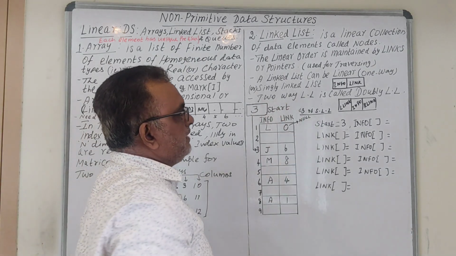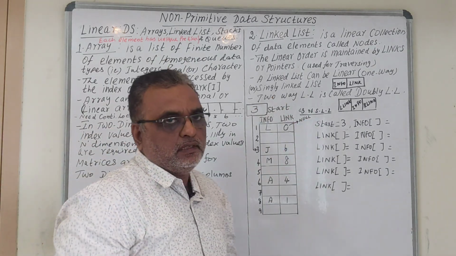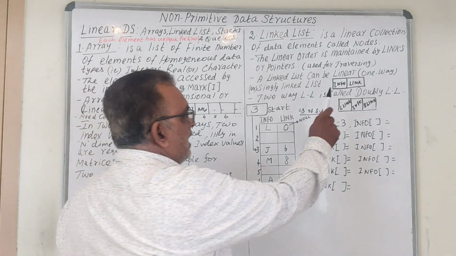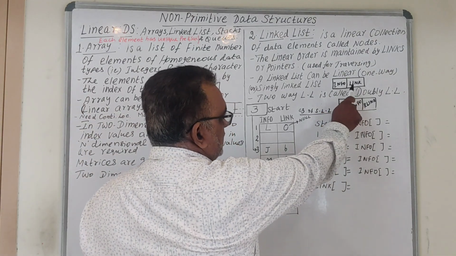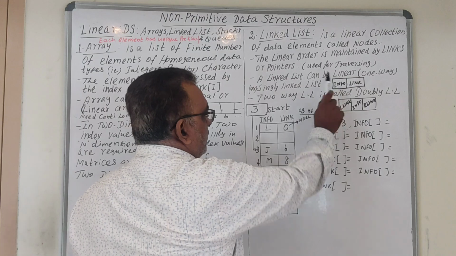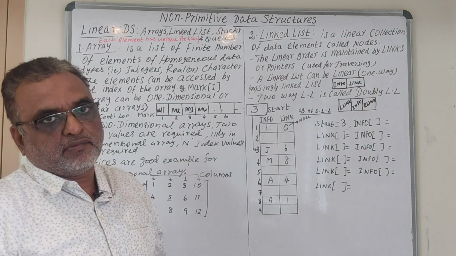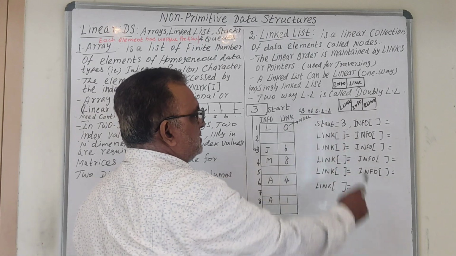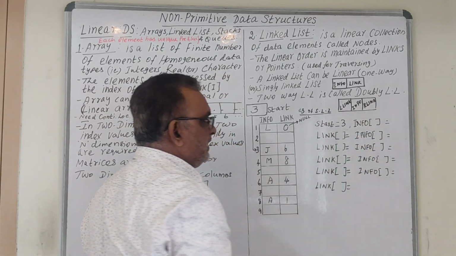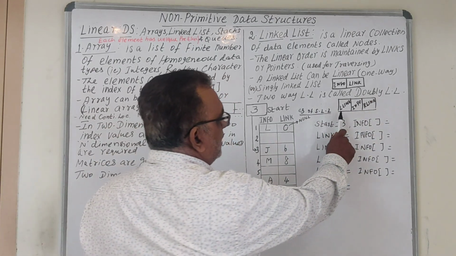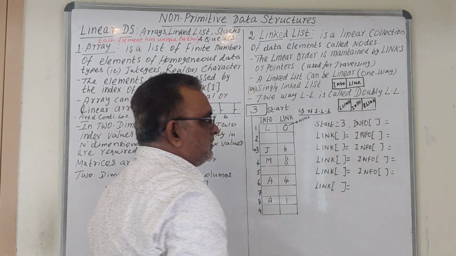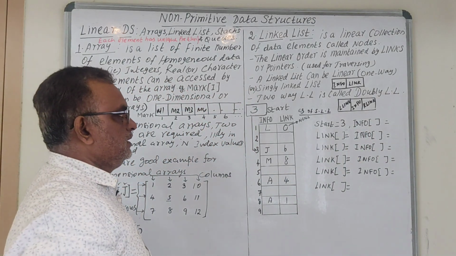A linked list can be linear, that is one way. It is also called a singly linked list, in which we will have only one link, that is one pointer, apart from the information or data. Similarly, the two-way linked list is also called a doubly linked list, in which we will have two links. One is the left link and another is the right link, along with the information.